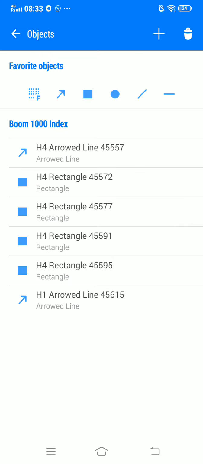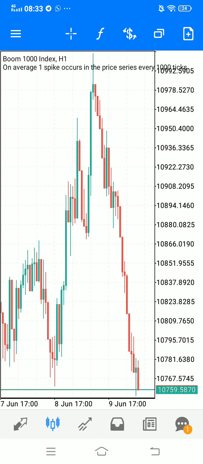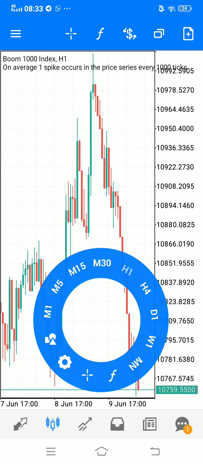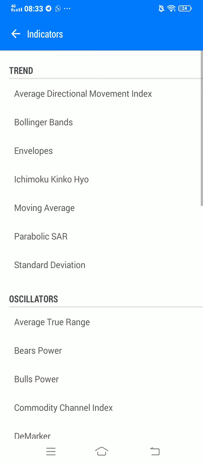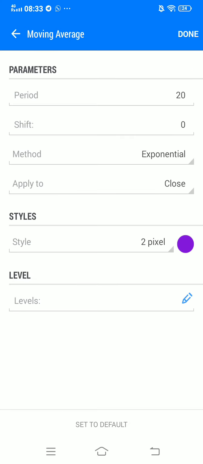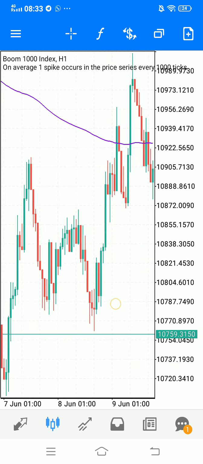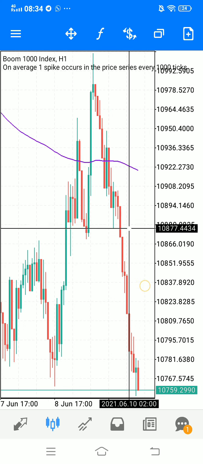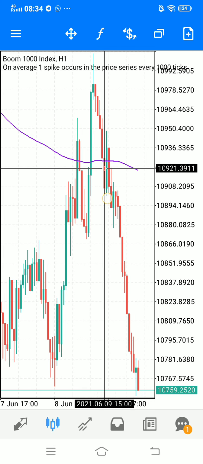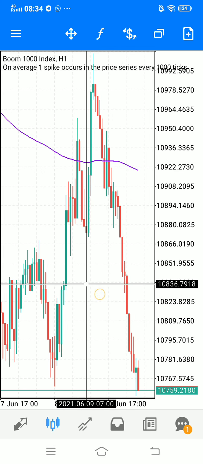Another way that you can identify the trend of the market is to add a moving average onto your main chart, and that will be a 200 simple moving average. Under your parameters, on your period, you change that to 200, shift 0, method simple, apply to close, and any color of your choice. So let's use purple. We click on done, and we can see when price is below the moving average, it's in a downtrend.